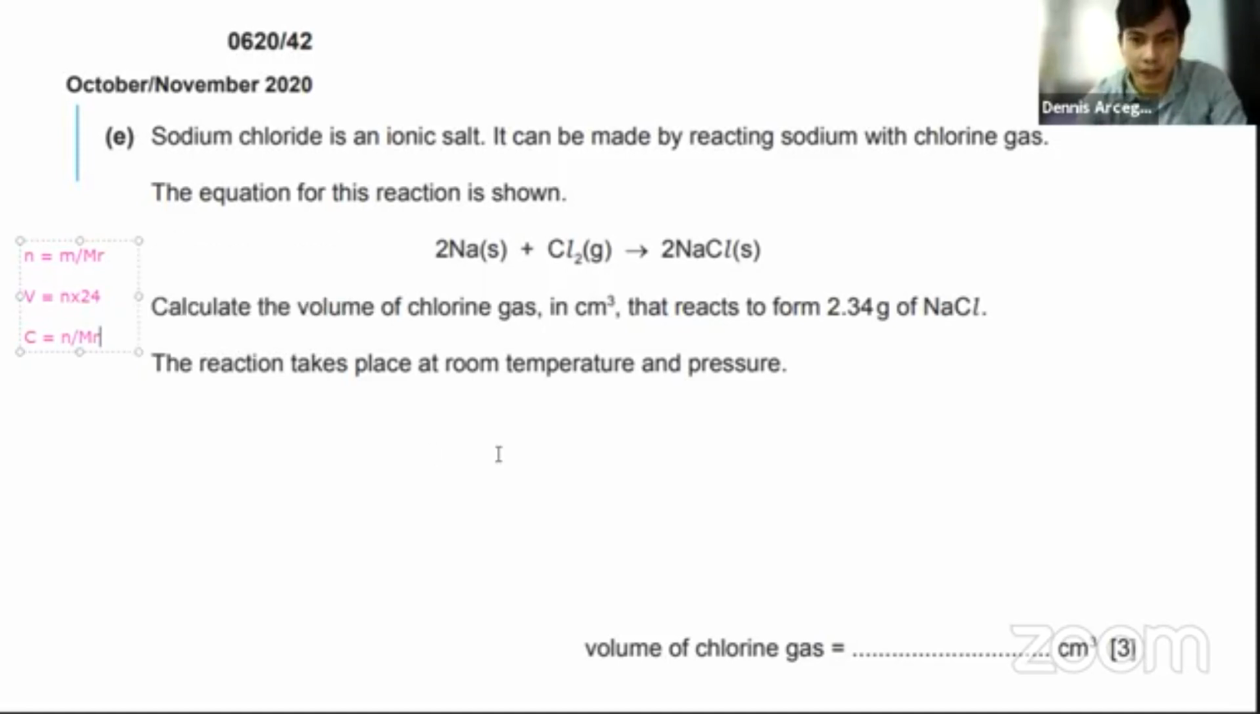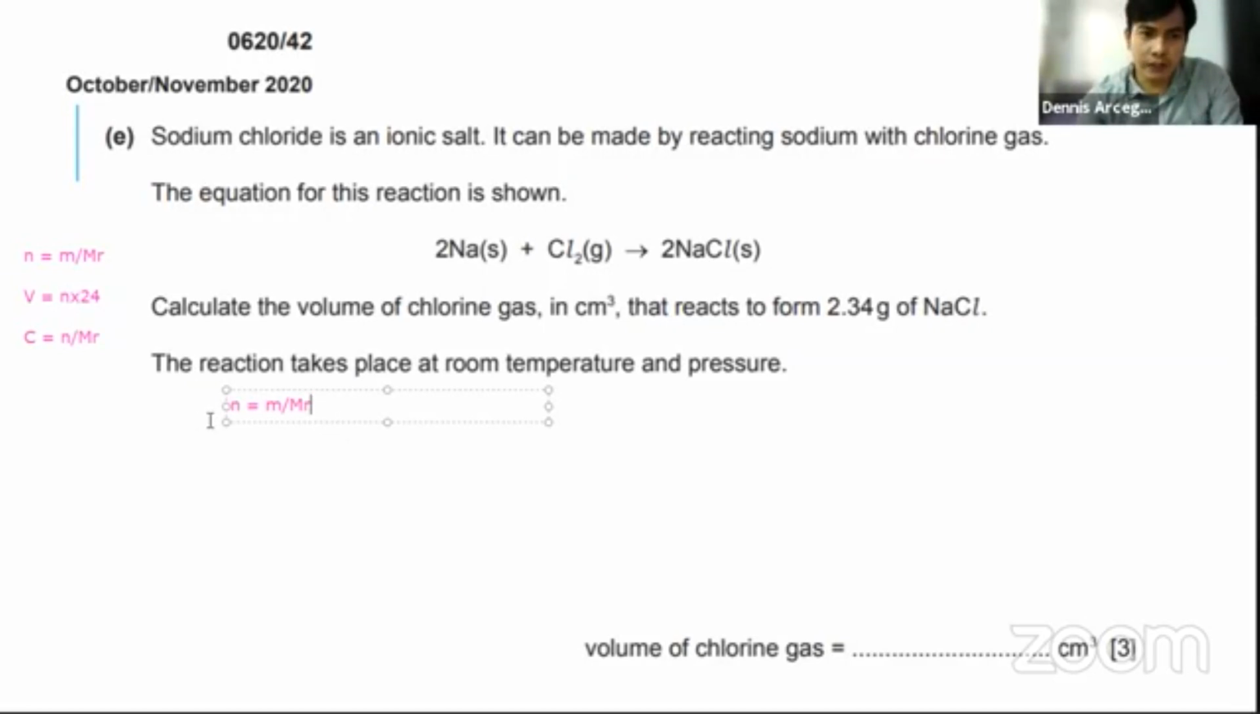So the first thing you need to do here, since you are asked to identify first the moles of NaCl, you have to get the moles of NaCl because mass is given. So you can use this formula, N is equal to M over MR. It's about moles and mass. Correct, Jingyao. It's moles and mass, so you have to use this formula.